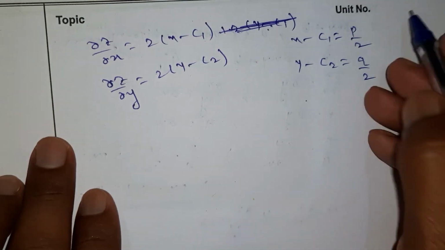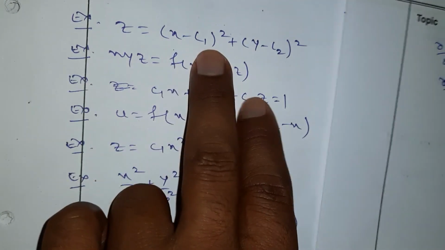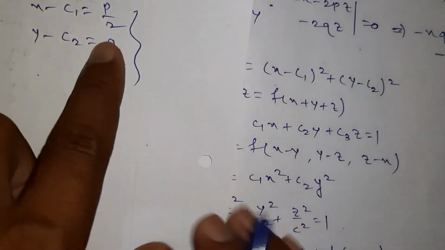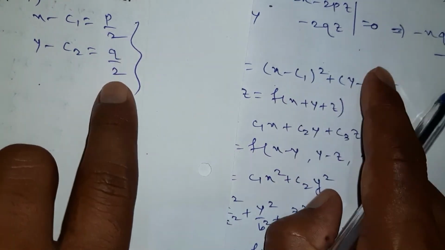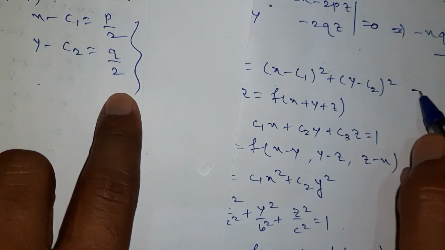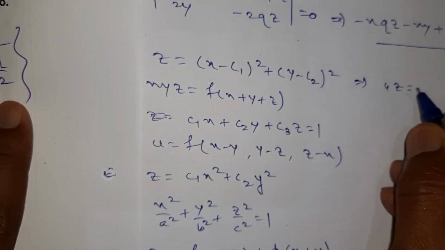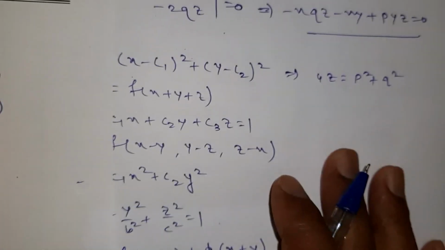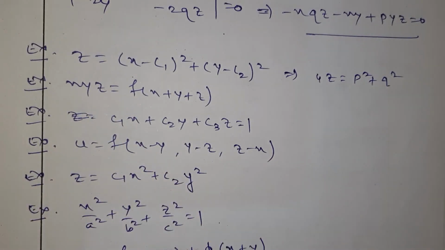Understood? Put this in your given equation. Your given equation is z equal to (x minus c1) square plus (y minus c2) square. The value of x minus c1 is p by 2, so it is p square by 4 plus q square by 4. So if I write the answer, it will be 4z is equal to p square plus q square. Right? Same way you can do for others and find the answer. Okay? Thanks for watching.